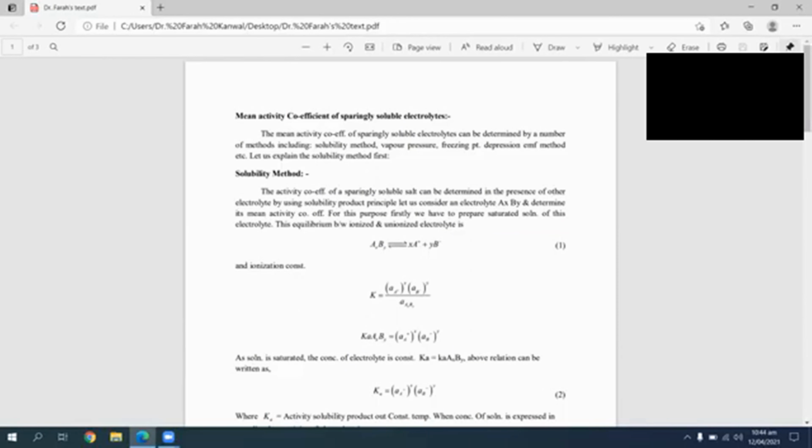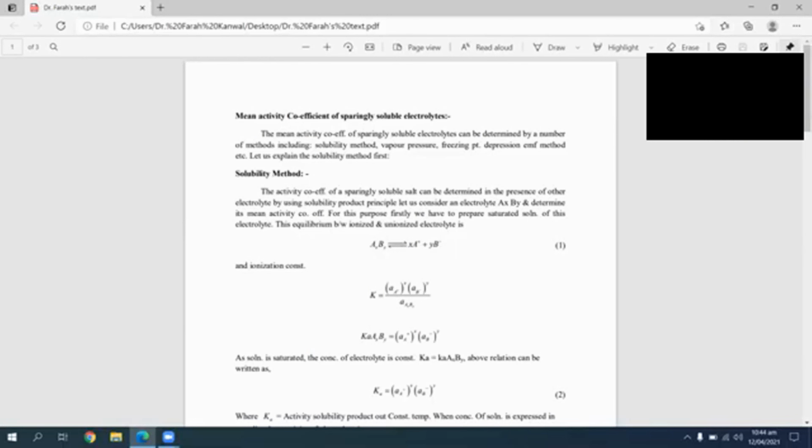We take such an electrolyte and put it into the solvent, and then we find that there is a solution. For such solutions, you have to make a concentrated solution. And when the concentration is constant, it means the solution is saturated and the number of ions inside the solution is constant, then you can find its activity coefficient.